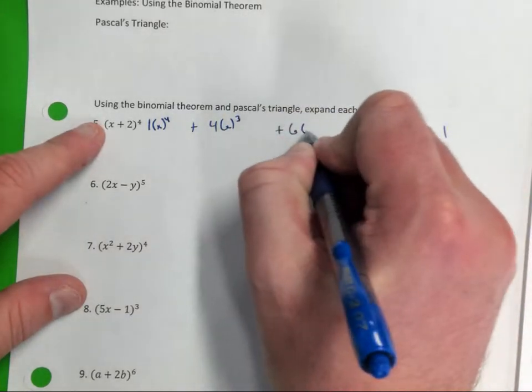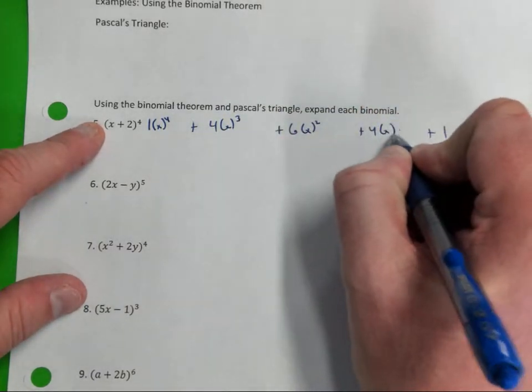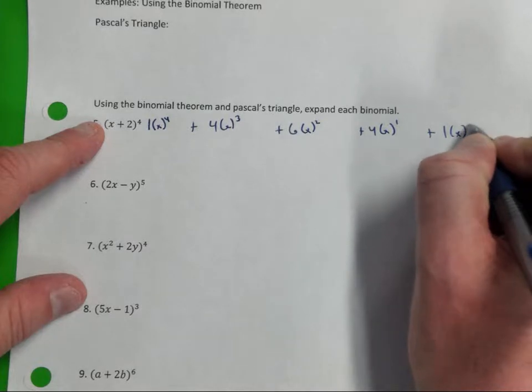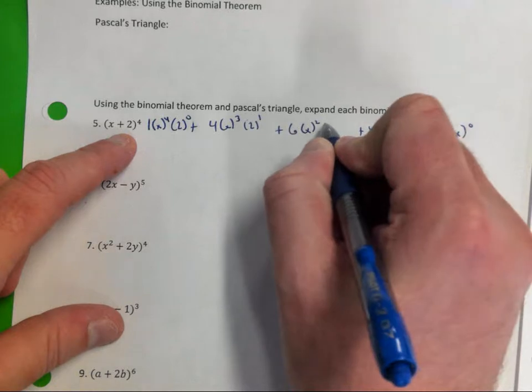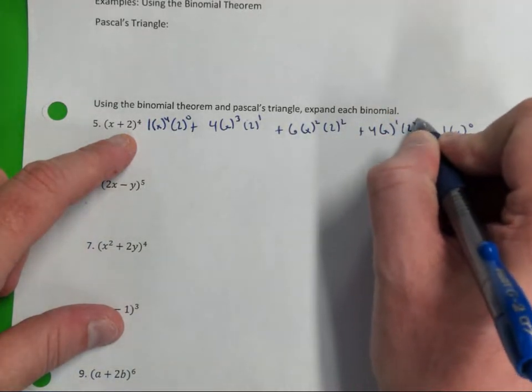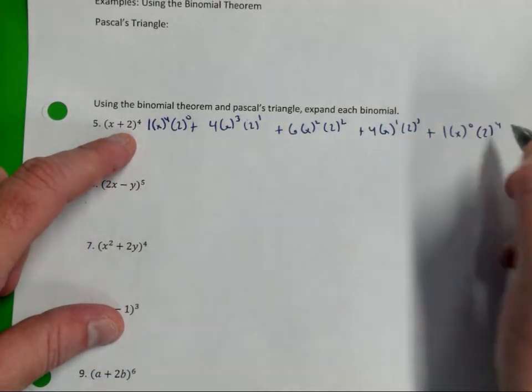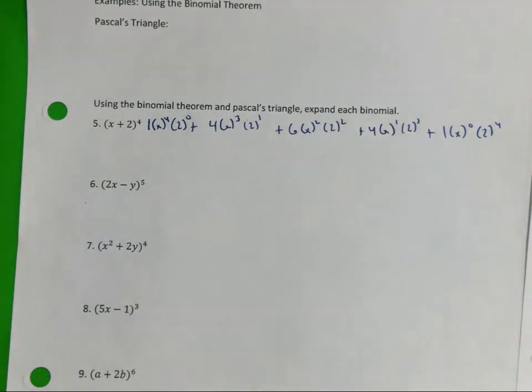X cubed, x squared, x to the 1st, x to the 0. Then take this one: 2 to the 0, 2 to the 1st, 2 to the 2nd, 2 cubed, and 2 to the 4th. You see what I'm talking about now? The first one, you go in descending order from the greatest to the lowest, and the second one, you go from the smallest, ascending. Does that make sense? I got some looks right now, so you need to ask me some questions.